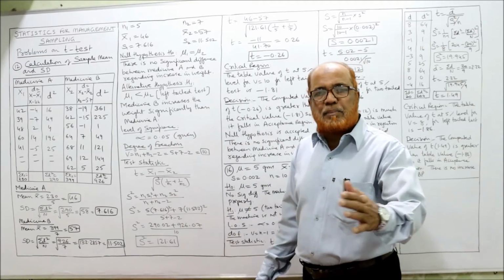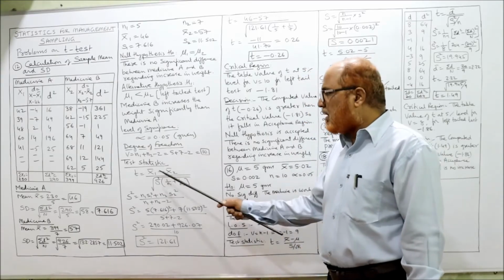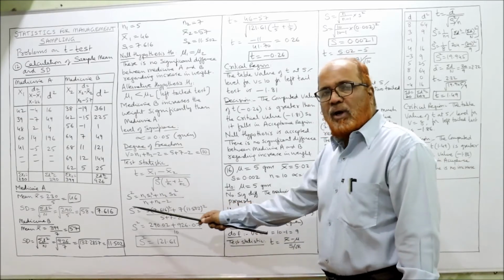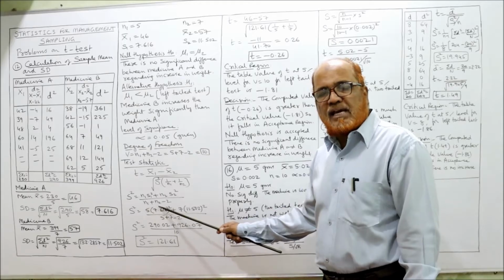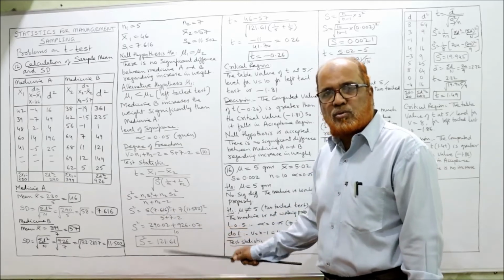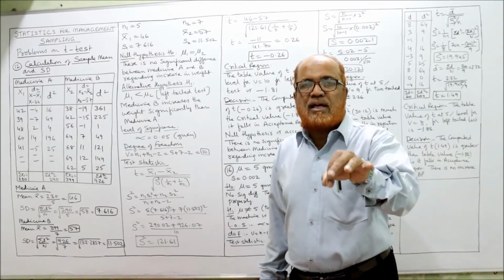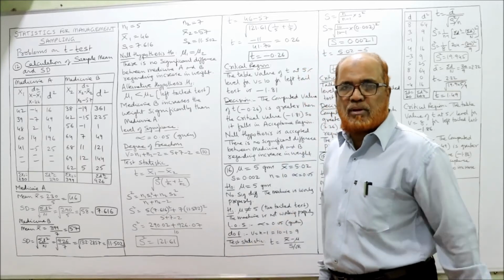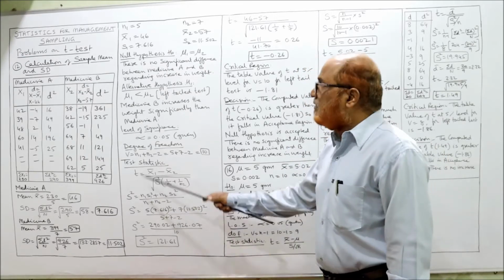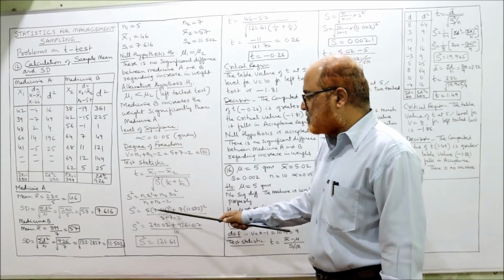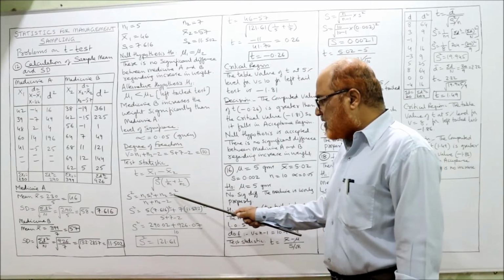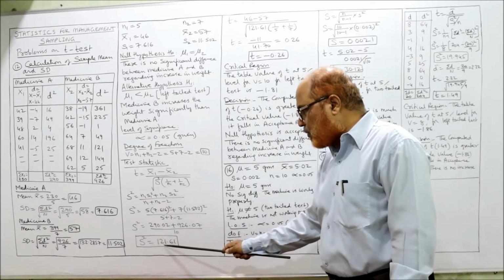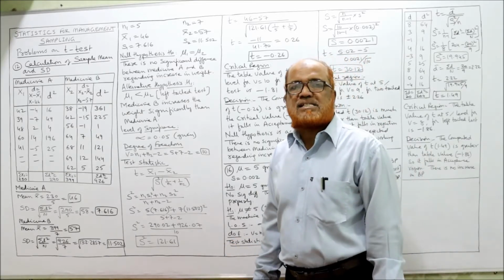Test statistic. We have already applied the formula in the previous problems. t equals x bar 1 minus x bar 2 divided by the root of s square into 1 by n1 plus 1 by n2. The s square formula is n1 s1 square plus n2 s2 square divided by n1 plus n2 minus 2. I am not stressing here because we have done this type of problem in the previous videos. So n1 is 5, s1 is 7.616 square, plus n2 is 7, s2 is 11.502 square. If you simplify, you will get s square equal to 121.61.